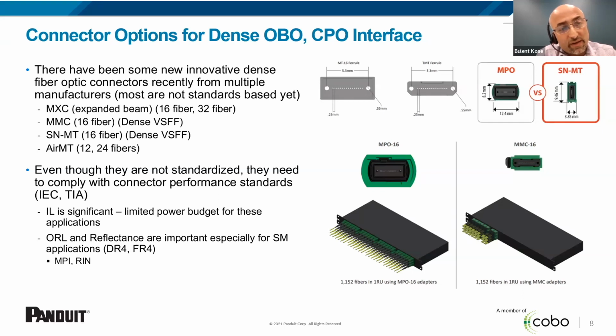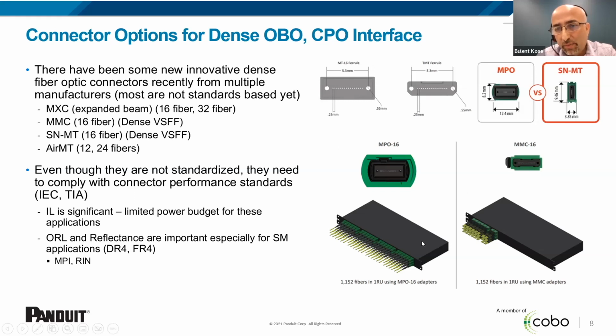Insertion loss is obviously very significant because of these high speed applications. We're working with a limited power budget. And not just insertion loss, but optical return loss and reflectance are also important because we're mostly talking about single mode applications, DR4 and FR4. These could cause multiple interference and relative intensity noise for the laser.